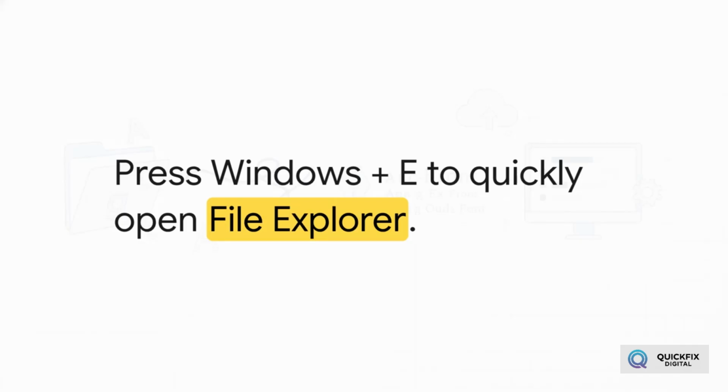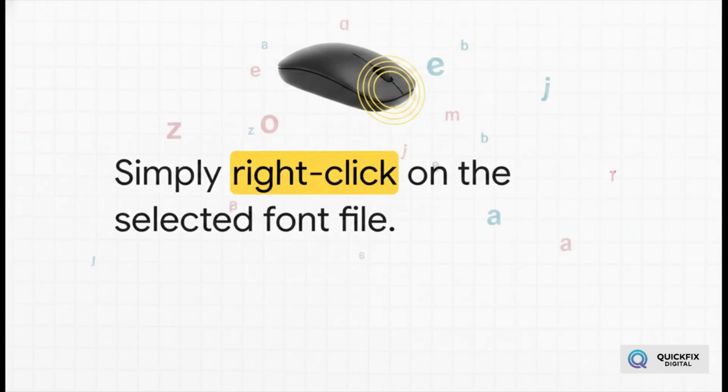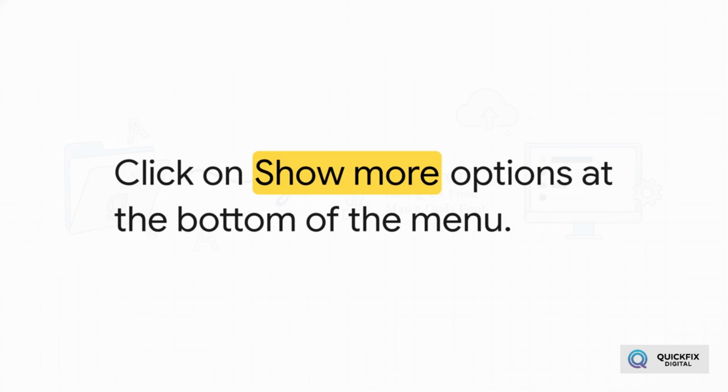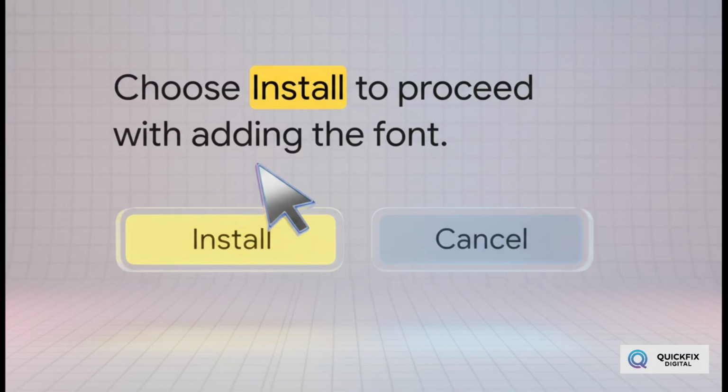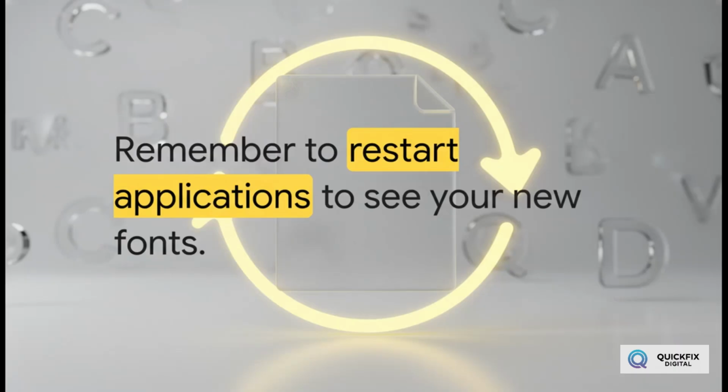First, press Windows plus E to pull up File Explorer and locate your downloaded font file. Once you've got it, go ahead and right-click on the file. Then, look at the bottom of that menu and click Show More Options. Now just choose either Install or Install for all users from this menu. It's that easy. Just remember to restart any open apps, like Word, to actually see it.